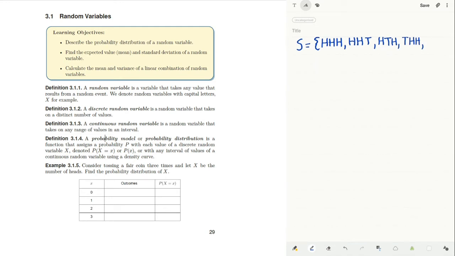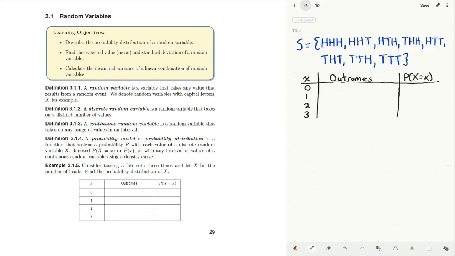Next, we can have 1 heads and 2 tails, and there are 3 possible scenarios that this can happen. So we can have that the first coin is heads, then the next 2 are tails. We could have that the first coin is tails, then heads, then tails, or we can have 2 tails, then a head. And lastly, we can have all tails, and these are all of the possible outcomes from 3 coin tosses.